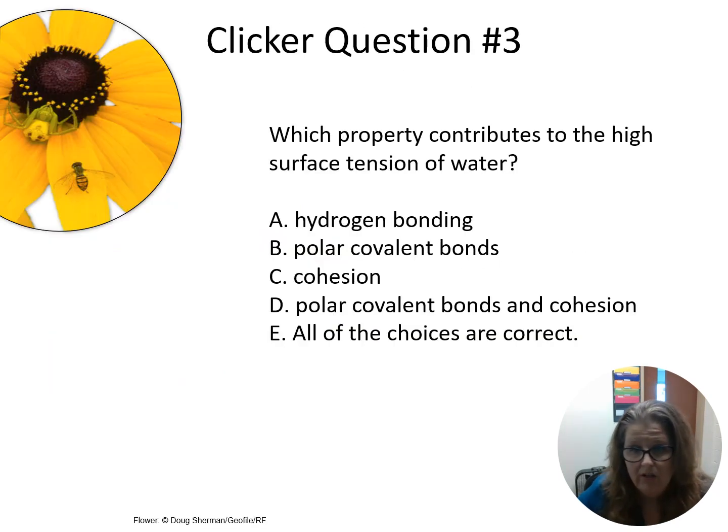All right, which property of water contributes to the high surface tension of water? Take a moment, think about it, pause the video if you need to.